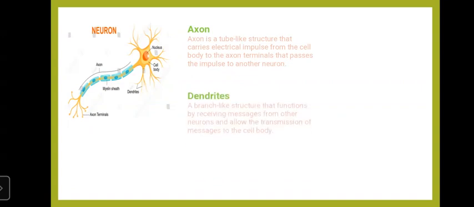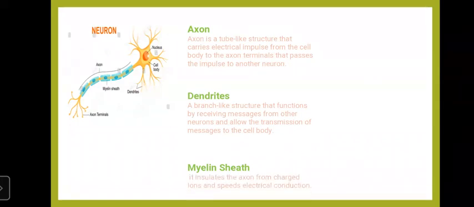The next part is dendrites. And what are dendrites? These small or short outgrowths of the cell body are known as dendrites. You can see the structure, they are very much branched. They are not like the axon, they have many branches. These very thin branches help in receiving the message or receiving the stimuli. And they also allow transmission of the message to the cell body.